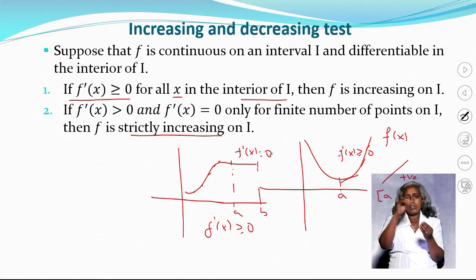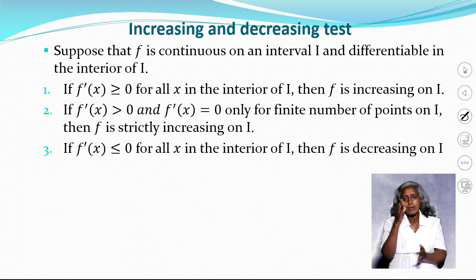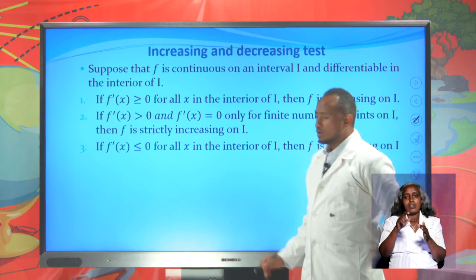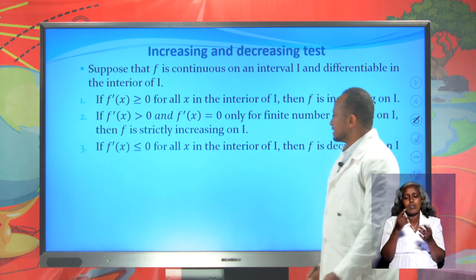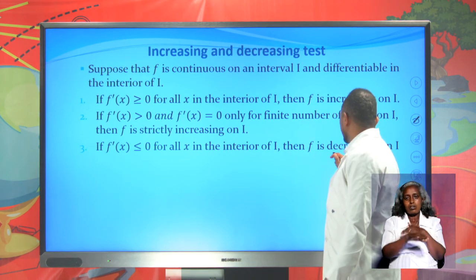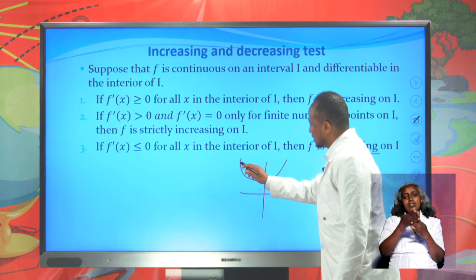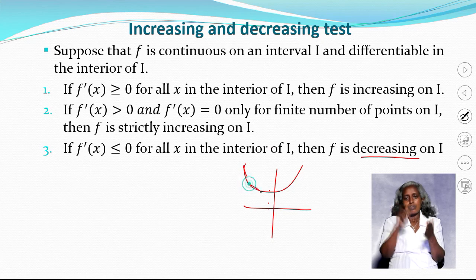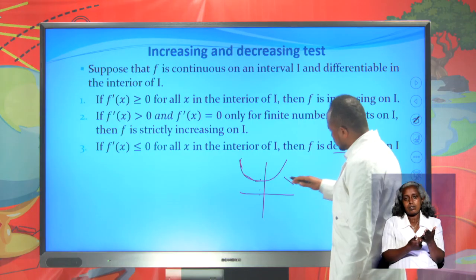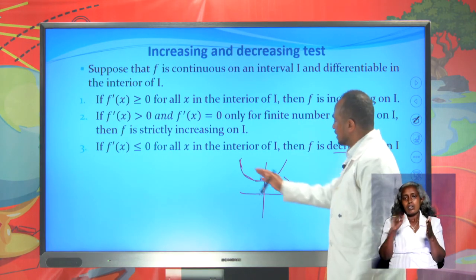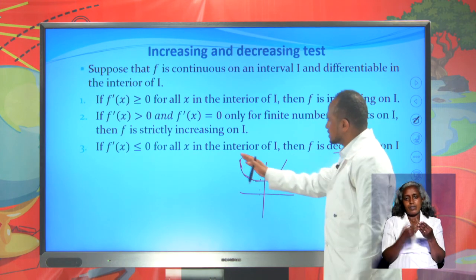Now let's continue with the other part. Okay, if f derivative of x is less than or equal to 0 for all x in the interior of I, then f is decreasing. Geometrically, you can see this one. If you take this function, for this interval, the slope of the tangent line will be like this. So, the slope of such a line is negative. Therefore, the graph is decreasing for this part.